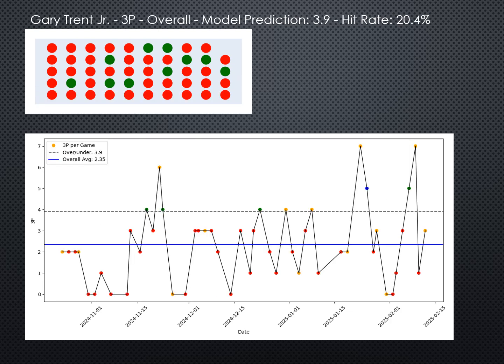All right, another three-point shooter. We got Gary Trent Jr. He's got him predicted at almost four, and he's hit four or more in a little over 20% of the games. Hit five against the Clippers in the last game. He's been up and down a lot more. I wouldn't feel as confident in him as I would in Prince. Let's look at his road games and home games though, see if maybe something sticks out.